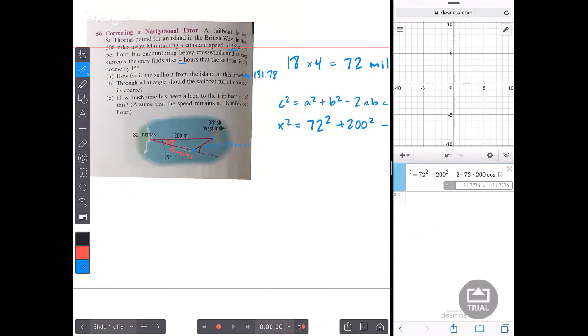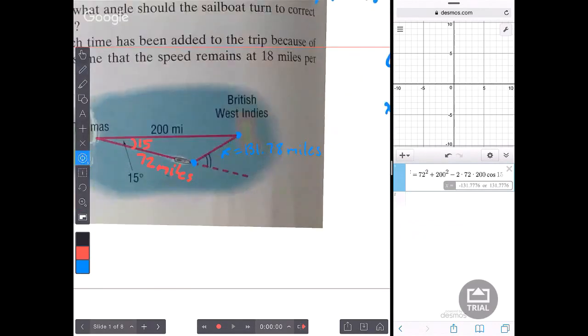131.78. Through what angle should the sailboat turn to correct its course? So now I need to know, they want me to tell them what angle is here. In order to get that, I'm going to need to find this angle here. So I want to find theta in order to get this angle.